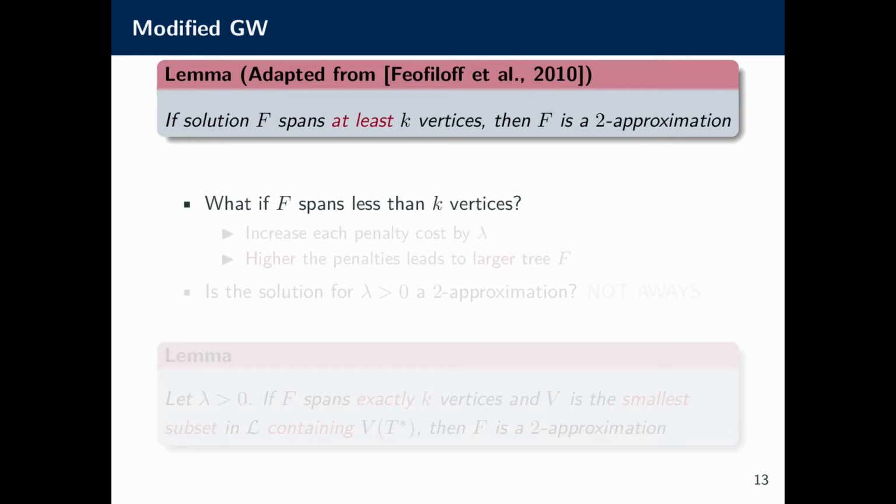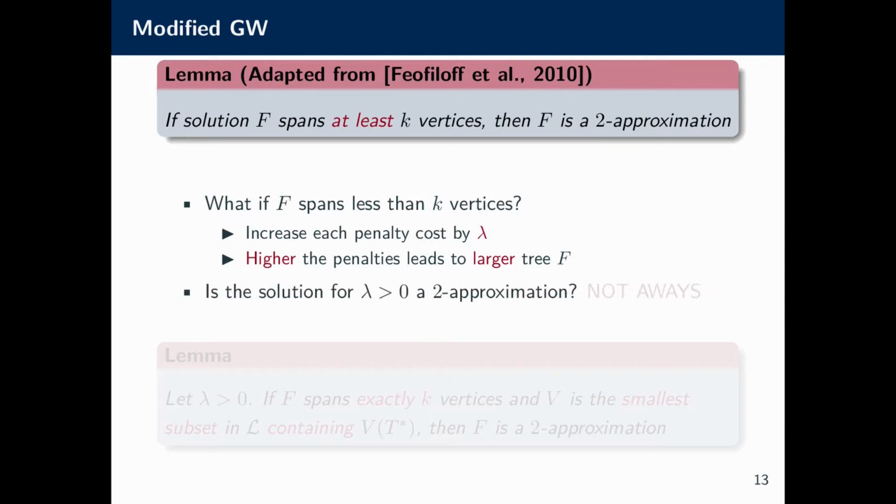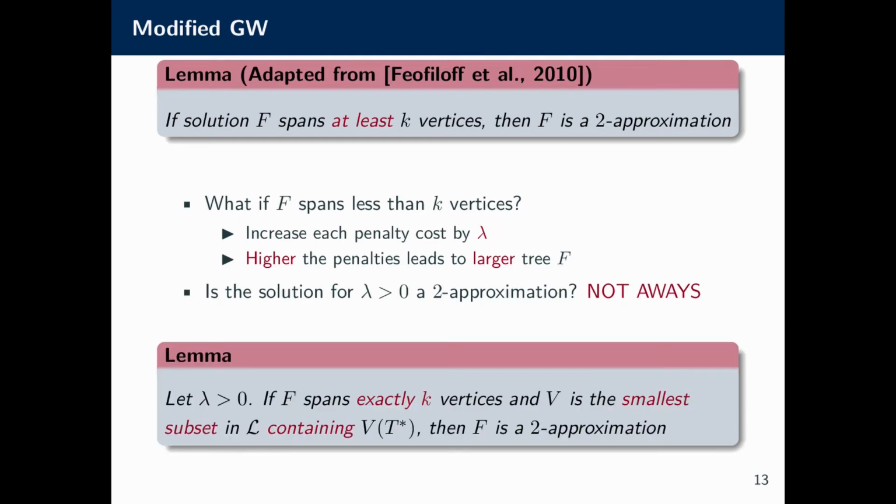But what if F spans fewer than k vertices? Then we can increase the penalty cost of each vertex by lambda, since higher penalties lead to a larger tree F in the algorithm. But if lambda is greater than 0, is this also a true approximation? Unfortunately, that's not always the case. But if F spans exactly k vertices, and if V is the smallest subset in calligraphic L that contains the optimal solution, then we can prove that F is indeed a true approximation.